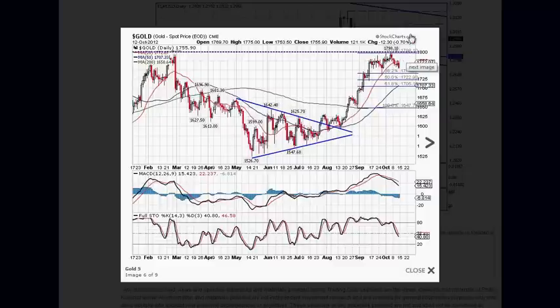So in order for us to move higher, we would need to move above this 1798 level, call it 1800, and create a daily close above that level to stand any chance to move higher. So resistance overhead is based at 1798, call it 1800.